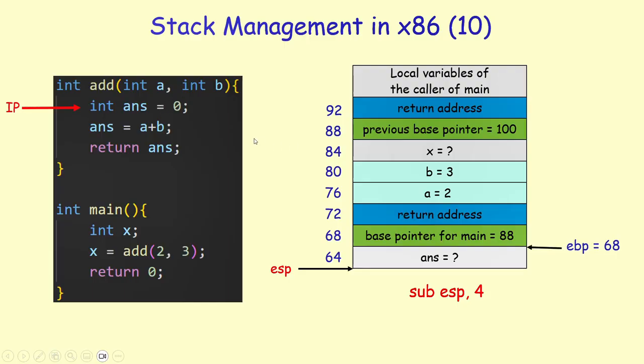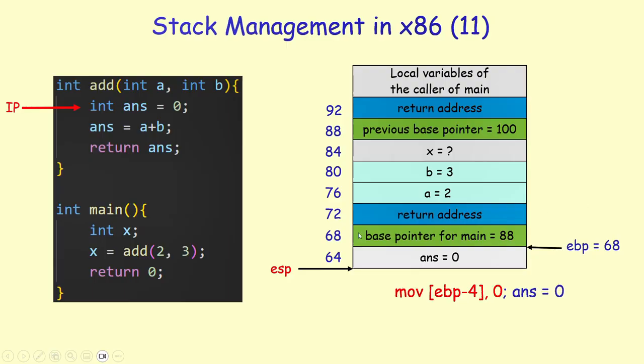That brings a new question now. How do we know the address of the variable ANS? And that's where the EBP, the base pointer, comes into play. The instruction we are going to execute to initialize ANS to 0 is to say move to the memory location pointed to by EBP minus 4, 0.